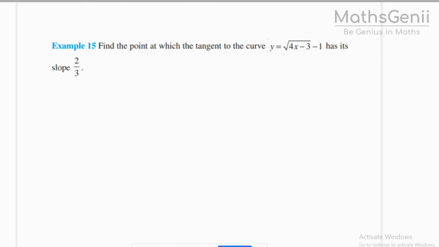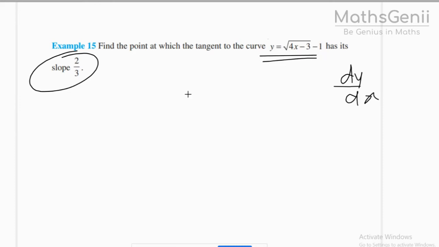Now, if you look at it very carefully, you have been given a y and you have also been given a slope. Now, what is the formula of slope? In general, with respect to this chapter, how do we find slope? We find slope by dy by dx, correct?